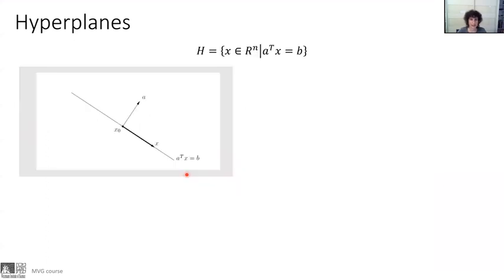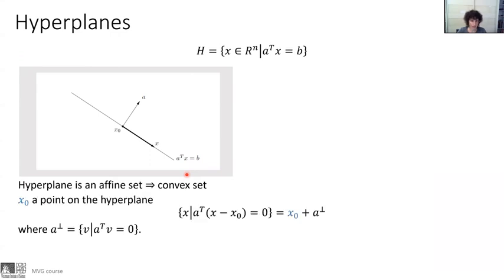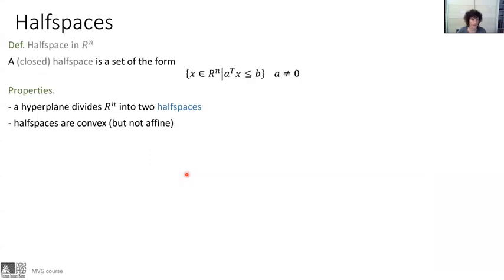This is another illustration. Let's move on. It's not something new. What is the half space? The half space is the following. You take the hyperplane and you divide it into two half spaces. The half spaces are convex but not affine, and this is the mathematical definition: A transpose x smaller than or equal to b.